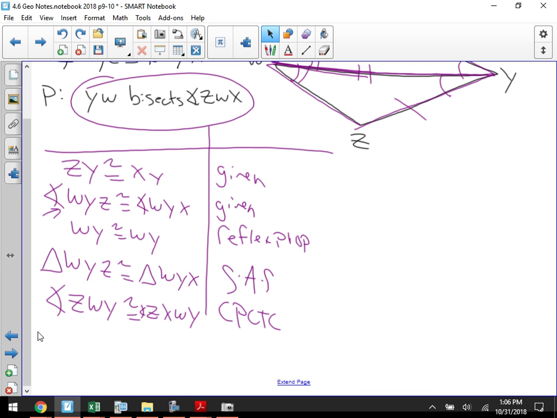Now, guys, remember, only 5 possible ways to show triangles are congruent, and CPCTC is not one of the ways to prove triangles congruent. What else is not one of the ways to prove triangles congruent?